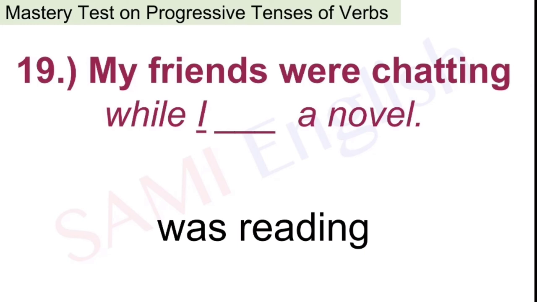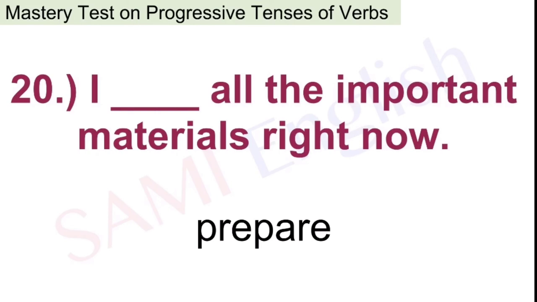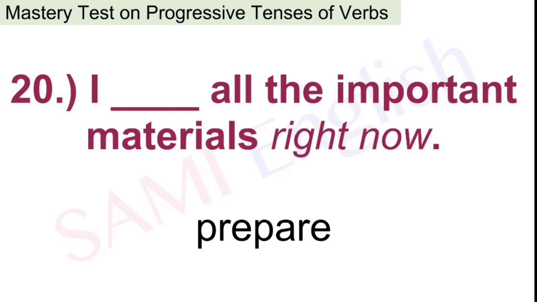Number 20. I blank all the important materials right now. The time indicator used here is right now. So, ibig sabihin, itong ongoing action ay nangyayari at the present time, okay? At the moment of speaking. So, we should use present progressive tense of the verb. Now, should we use am, is, or are? The subject is I, so we should use am, okay? Am preparing. I am preparing all the important materials right now.